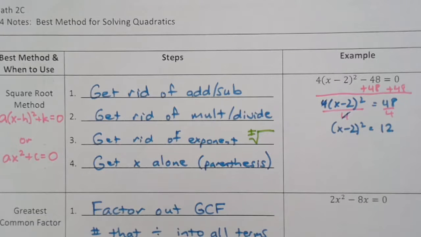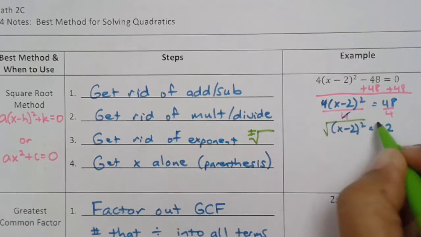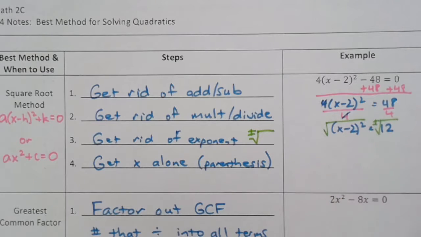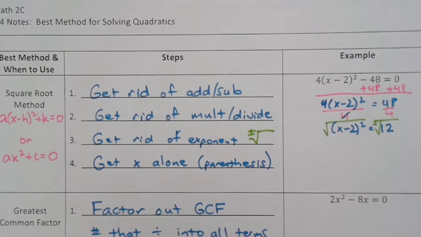Our next step is to take the square root, and don't forget to get rid of that exponent by writing that plus or minus in front of this 12. Now that's that key step, plus or minus, because there are two answers here. We can actually break down the square root of 12. So 4 and 3, 4 breaks down to 2 and 2.